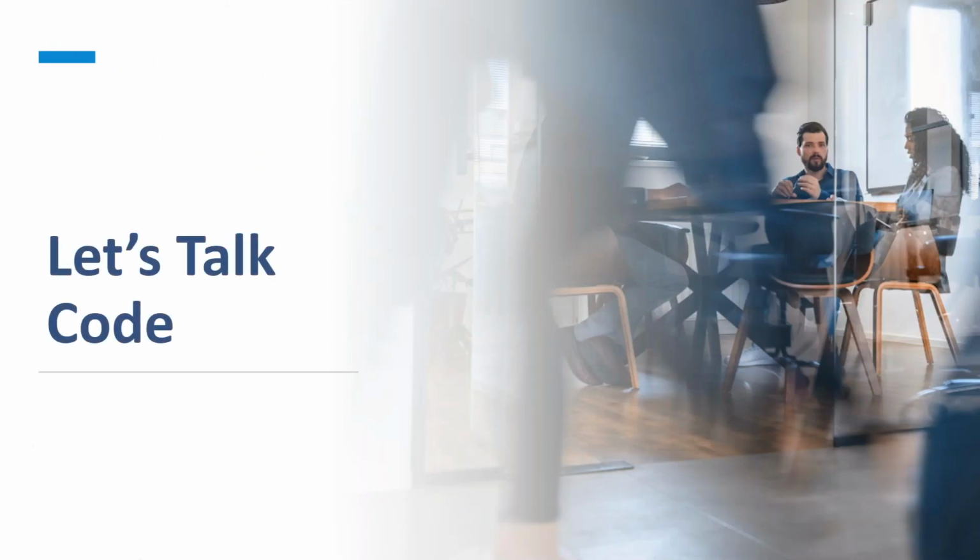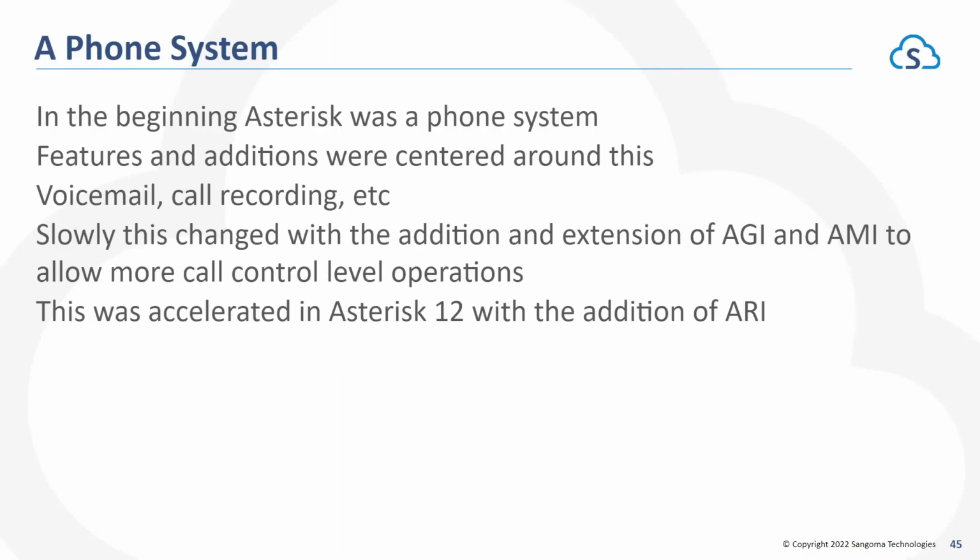So now let's talk code. In the beginning, Asterisk was a phone system, and features and additions were centered around this. Voicemail, call recording, monitoring of calls, just normal calls themselves. However, over time, this slowly changed with the addition and extension of AGI and AMI, to talk about here in a sec, to allow more call control level operations.